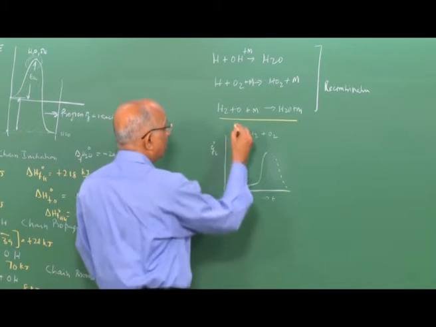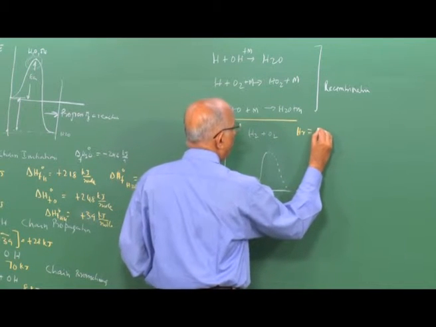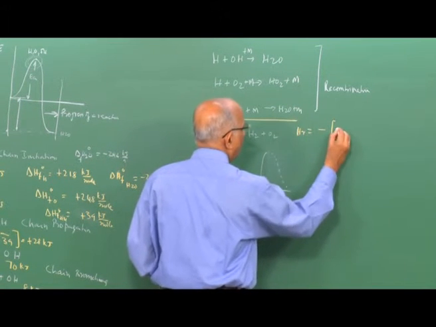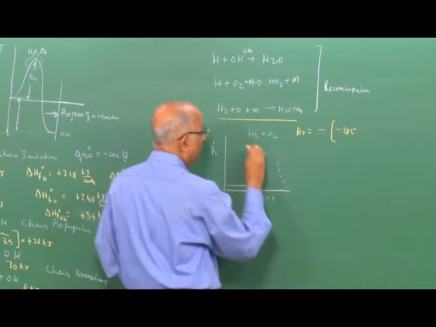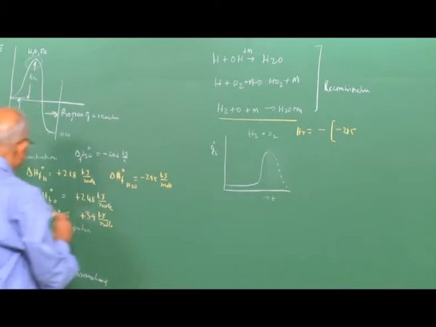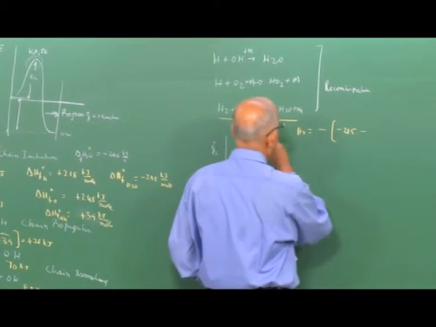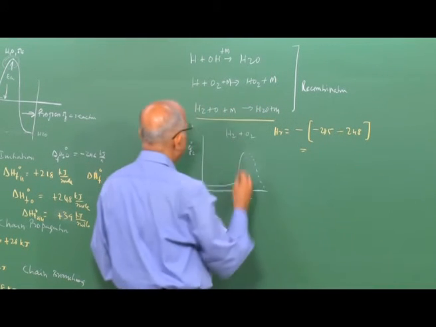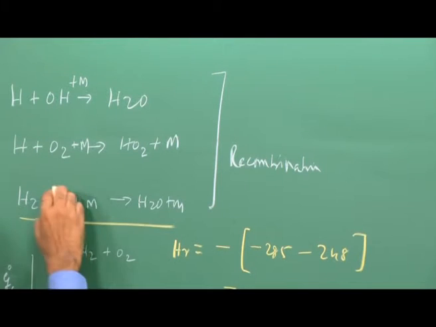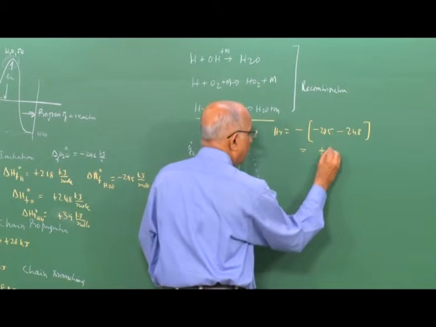If I take this, the heat of this particular reaction is equal to minus of H2O, that is minus 285, and I have O over here. We know the heat of formation of O is plus 248, therefore I have minus 1 into 248. Therefore, the heat of this recombination reaction, H plus OH plus M going to H2O plus M, comes out to be something like plus 534 kilojoules.